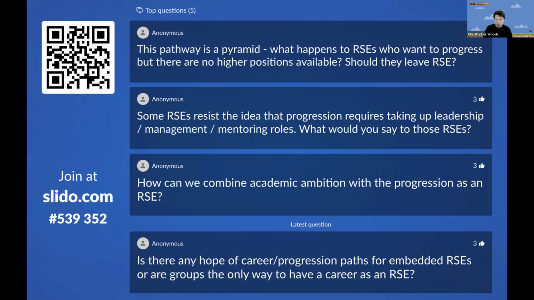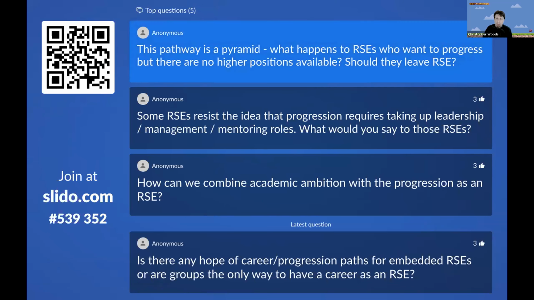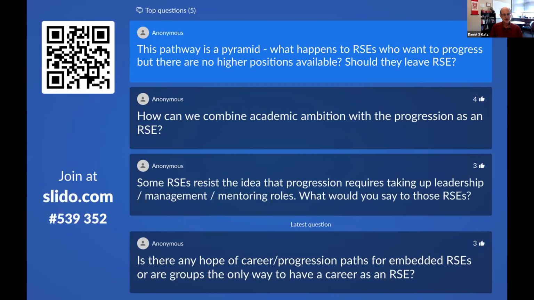So the pathway is a pyramid. What happens to RSEs who want to progress, but there are no higher positions available? Should they leave RSE? I don't actually see this as tremendously different than almost any other kind of career path, which I think pyramids are very typical in most parts of organizations.